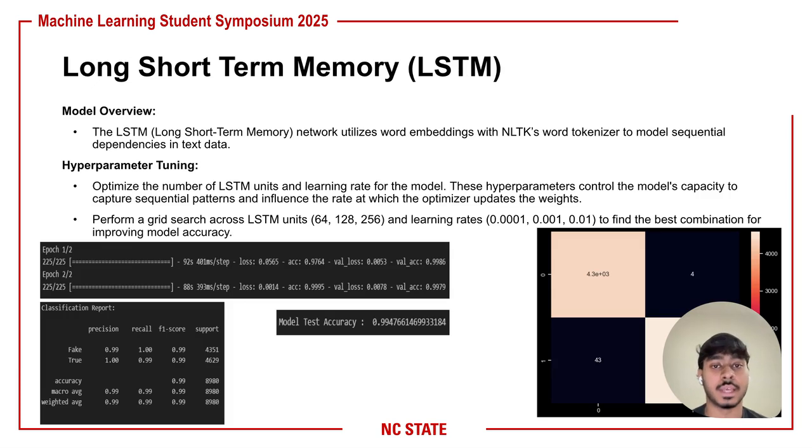Then we decided to use LSTMs because LSTMs are great for handling sequential data, and we use them with NLTK's word tokenizer to model the sequential dependencies in the text. We performed hyperparameter tuning to optimize the number of LSTM units as well as the learning rate for the best accuracy. We were able to get a top accuracy of about 99.47% with only about 50 misclassified instances.